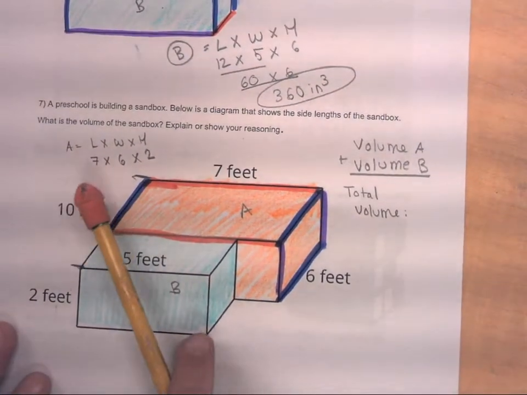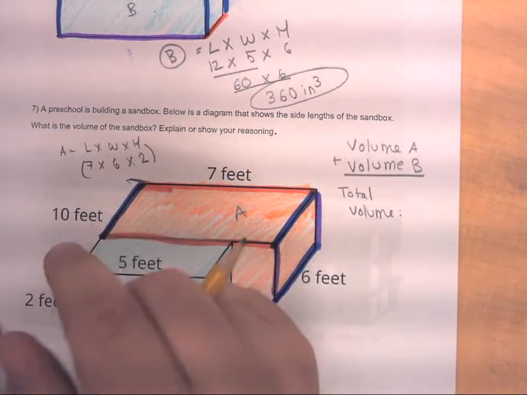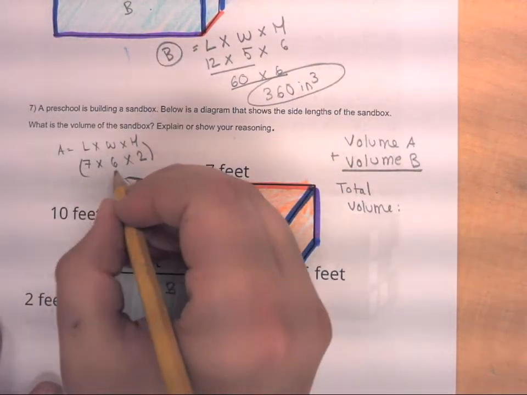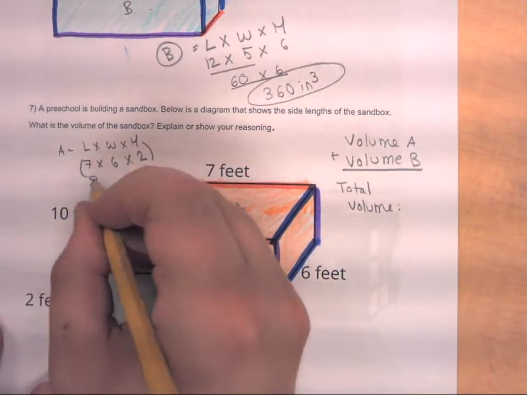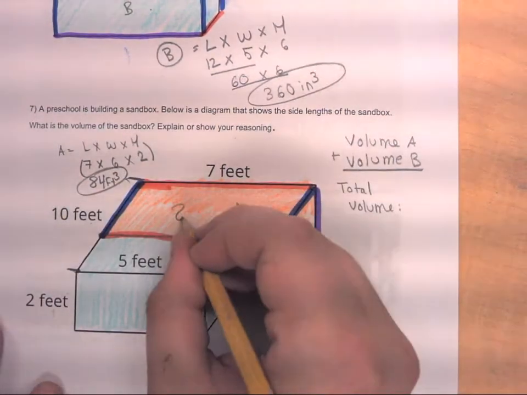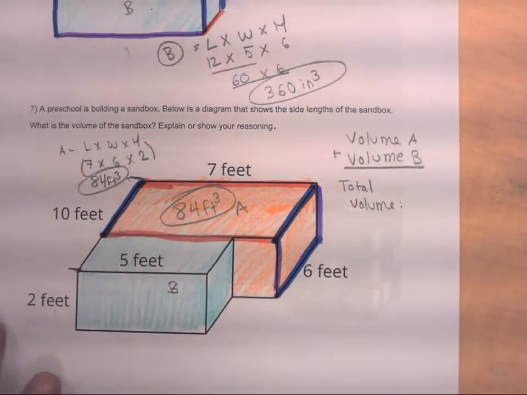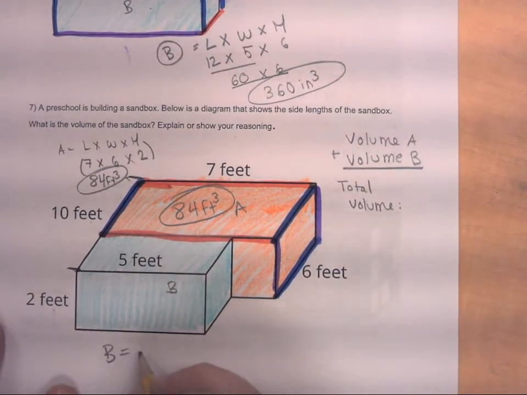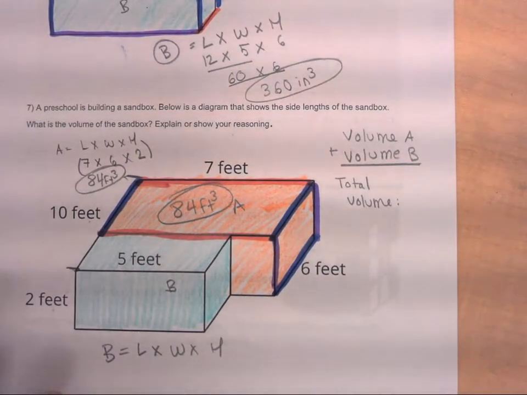So we have an expression for A. If I simplify or evaluate that expression, 7 and 6 multiplied together gives us 42, multiplied by 2 is 84 cubic feet. So A has a volume of 84 cubic feet. Next, we're going to find the volume for B.